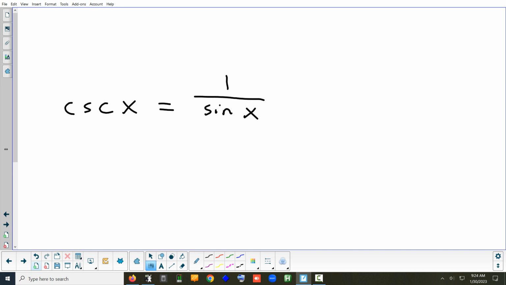Now think about sine for a second. Sine looks like that. Does sine ever cross the x-axis?